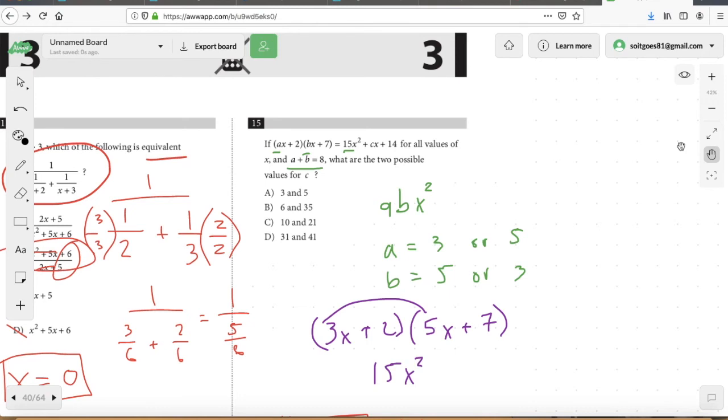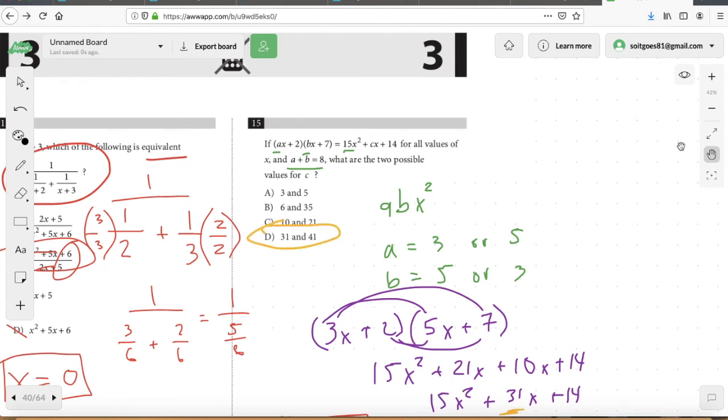Outsides, we get 21x. Insides, that's going to be 10x. Again, this is just FOILing. Look it up on YouTube if you don't know what I'm talking about. Plus 14, that matches as well. Matching coefficients. So we get 15x² + 31x + 14. I know what our C value is. That was the coefficient they're asking us to solve for here. That C value is the coefficient in front of the x term. Our C value is going to be 31. And the only answer choice that has a 31 is answer choice D. So it's answer choice D.